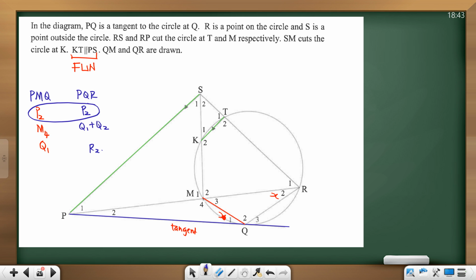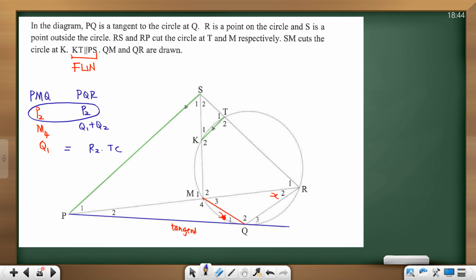By the way, as I was drawing, I saw that you guys were seeing that Q1 and R2 are already done. These ones are equal. What's your reason? Tan chord. And all I need is P2. I'm done with that first question. I'm not looking everywhere for stories. I don't know if that made sense.